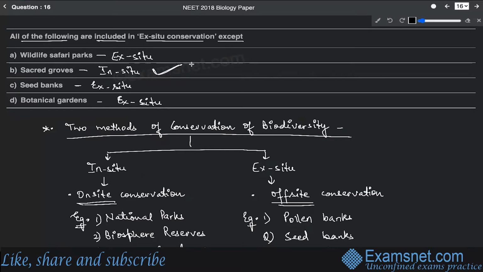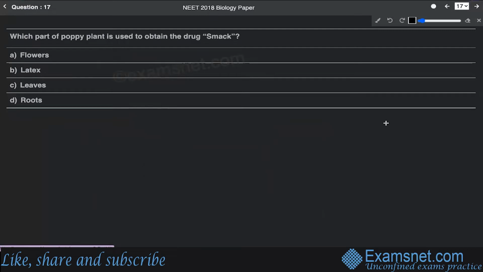All right. Now, question number 17. Question number 17 says that which part of the poppy plant is used to obtain the drug smack? Now, let me tell you that this question is from the Human Health and Disease chapter, and particularly from the topic of drug and adolescence drug abuse section, from your 12th standard. So, smack is basically considered to be heroin. All right. Smack is basically called brown sugar.